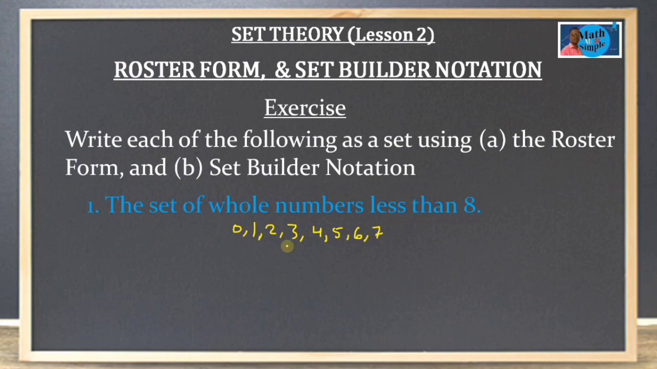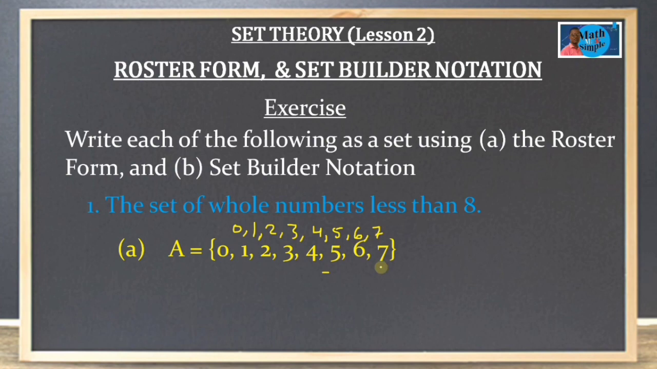Okay, for this set, it will be definitely these members because it says less than 8, so 8 is not included. So for the roster form, you have A equals 0, 1, 2, 3, 4, 5, 6, 7. Okay, beginning from 0 and ending at 7. Okay, for the roster form.